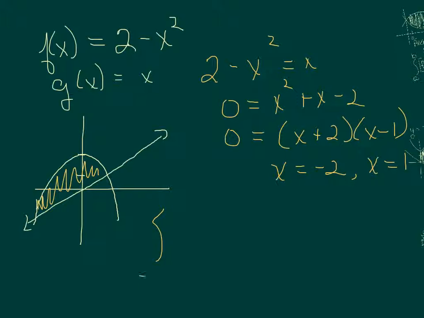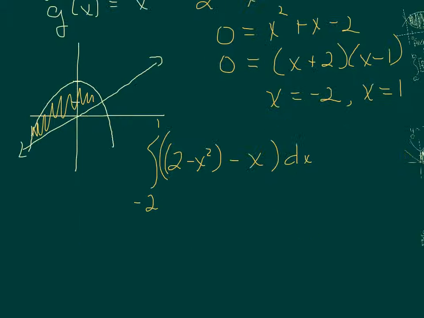Now, which function's the upper function? The 2 minus x squared. Okay, f of x is the upper function. So we're going to have our 2 minus x squared minus x dx. Okay, so go ahead and integrate that and see what that area is. We all got the right function. What did you get when you integrate?